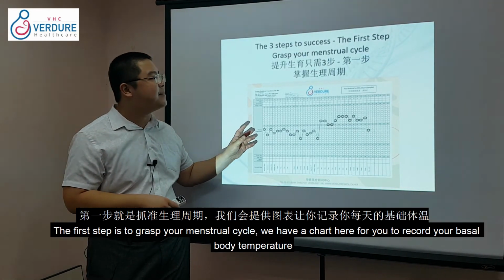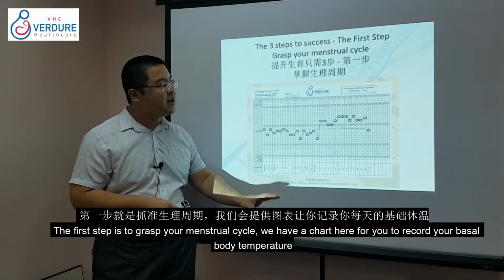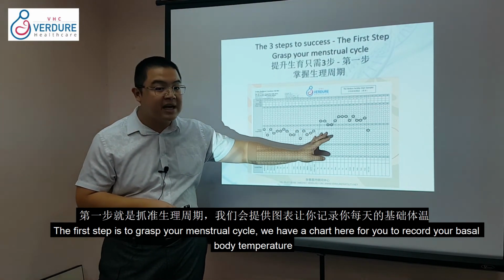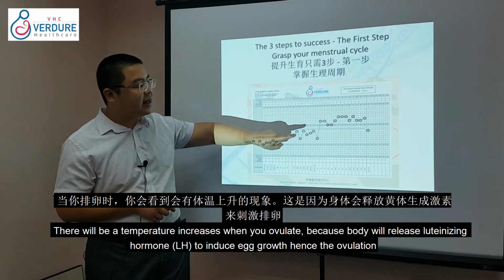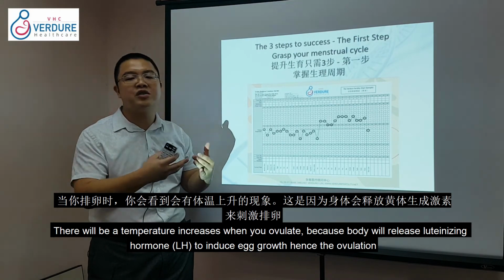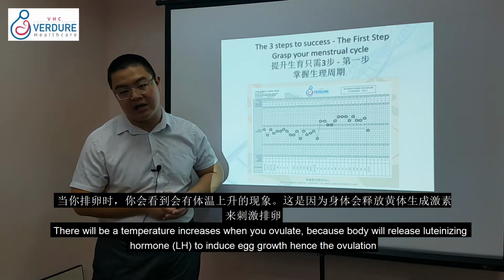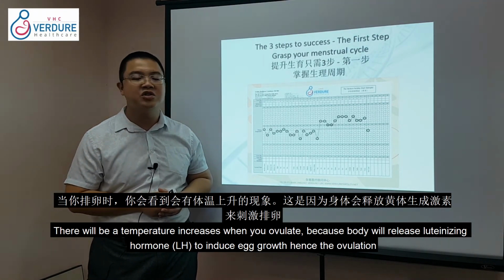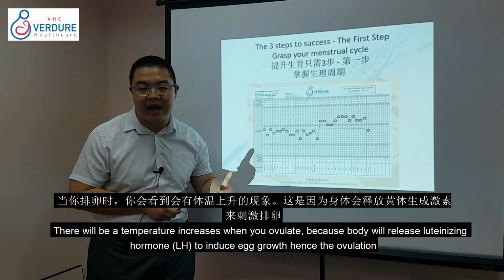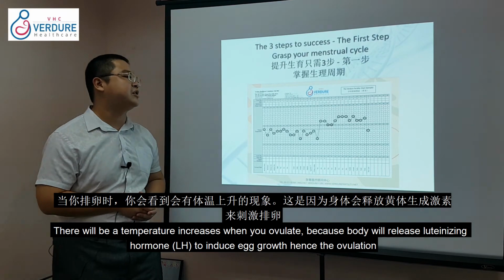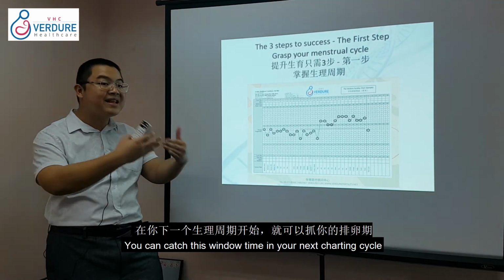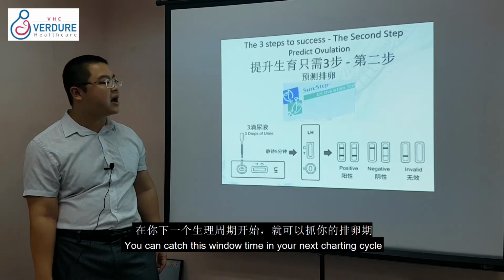So the first step is to grasp your menstrual cycle, and we have the chart over here so that you can record your basal body temperature. When you're ovulating, there will be a bump of temperature, because of the surge of a hormone called the luteinizing hormone, or LH in short, and that is the hormone that is responsible for stimulating egg growth, hence the ovulation.